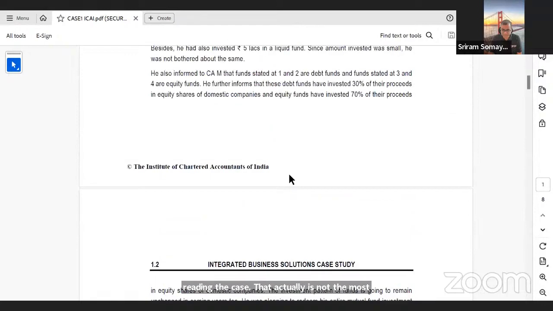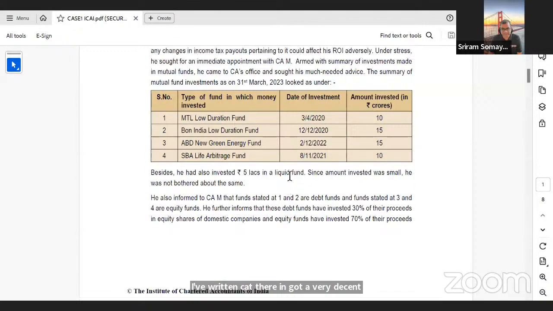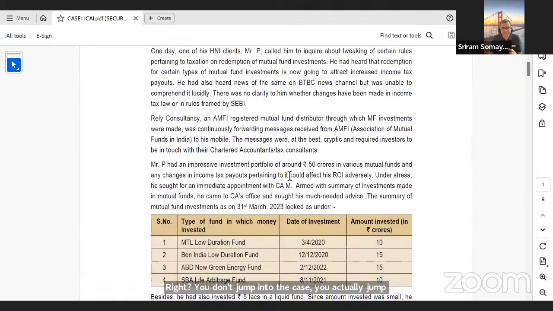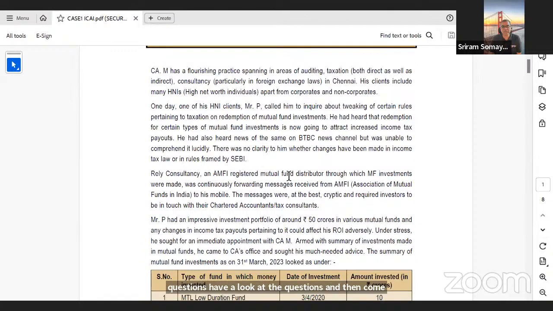I have written CAT and got a very decent score. Even in CAT, when we are given very lengthy case studies, this is the way people do it. You don't jump into the case. You look at the length of the case, have a very brief glancing look, and jump directly to the questions, have a look at the questions, and then come back to the case. And then when you look at the case, you learn to ignore irrelevant aspects. So let me go with the case and then let us start off.